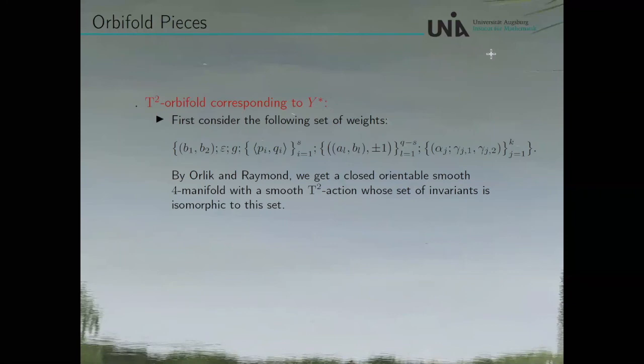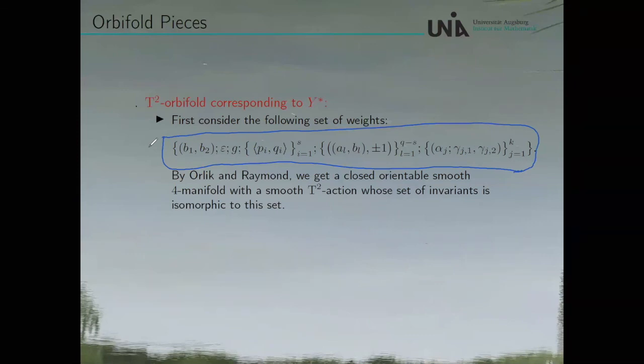Then I need to construct orbifolds. The second step is to construct orbifolds for each open subset. Okay, for y star, what I do is that I consider this set of invariants. If you look at this set of invariants, everything is similar to the one that I was given initially, but there is a difference here. I only have those boundary components with fixed points, which are related to topologically regular. This plus minus one is telling me.